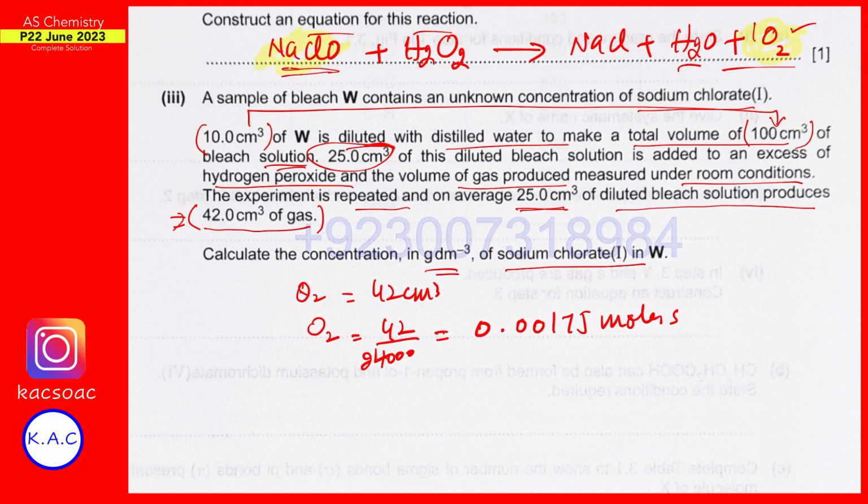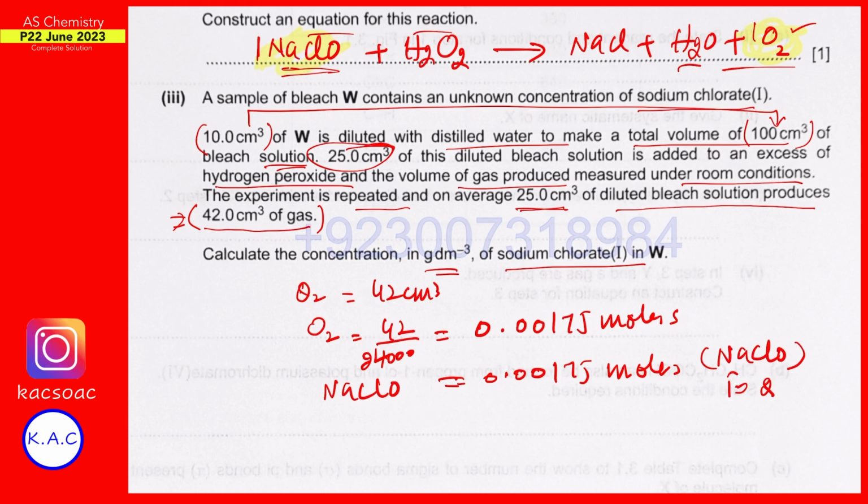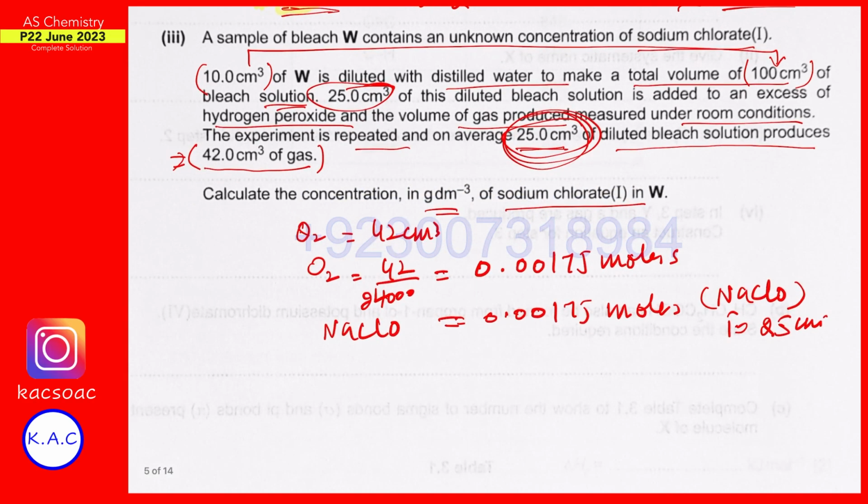So once again, it will be equal to 1:1 mole. The same mole of NaCl will be there. NaClO is also equal to 0.00175 moles of NaClO in 25 cm³ bleach. Basically, we have taken this 25 cm³ from 100 cm³.